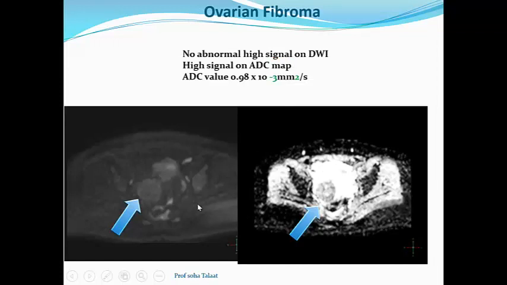This is a case of ovarian fibroma. Here, no abnormal high signal on diffusion weighted image, and it is high on the ADC map, with a high ADC value. But in case of ovarian fibroma, sometimes if it is highly cellular, it can also cause restricted diffusion.